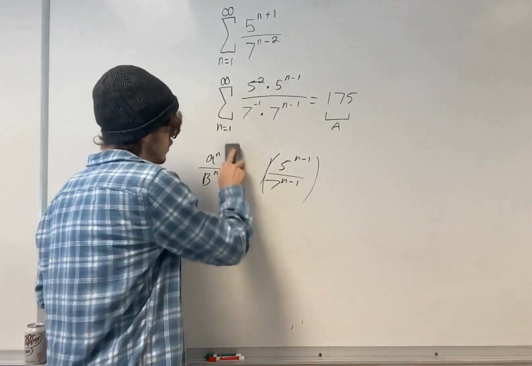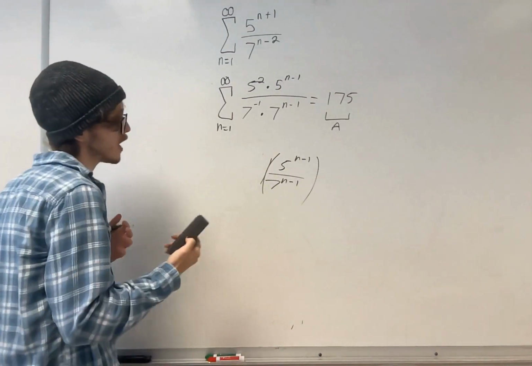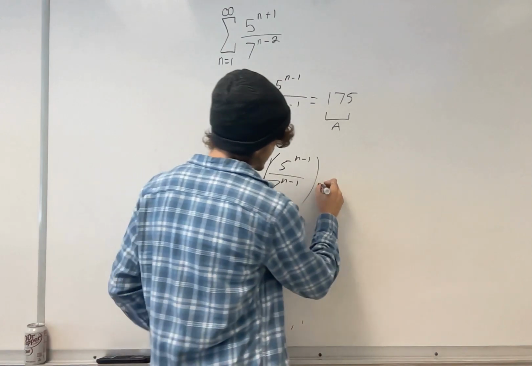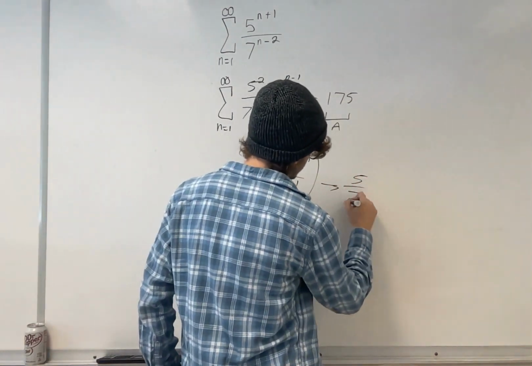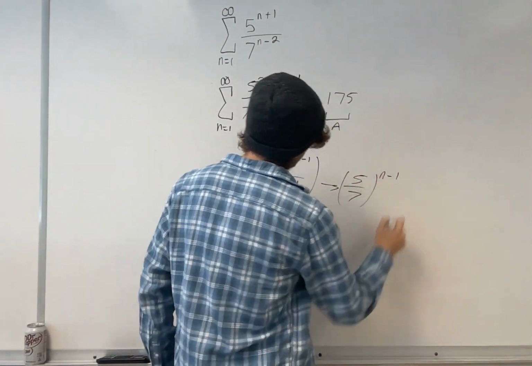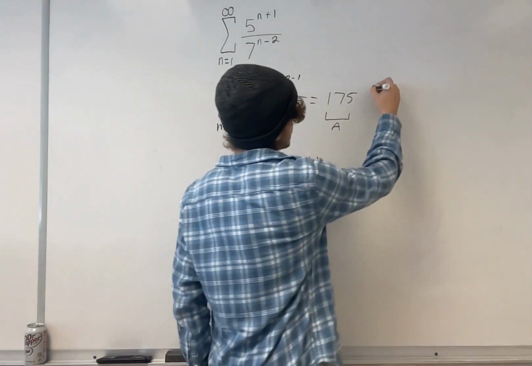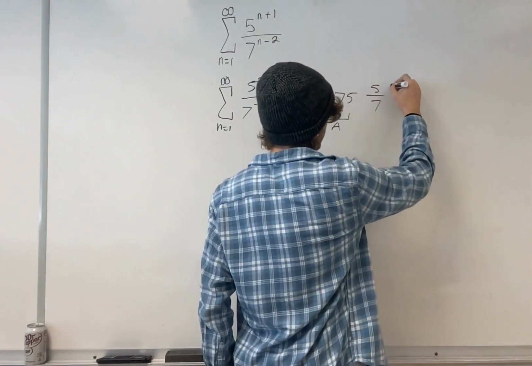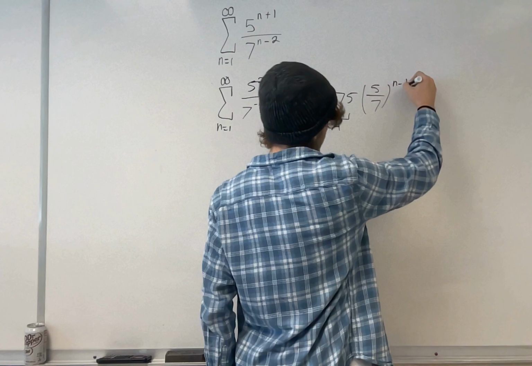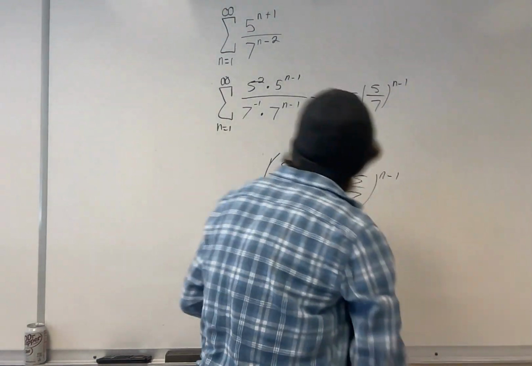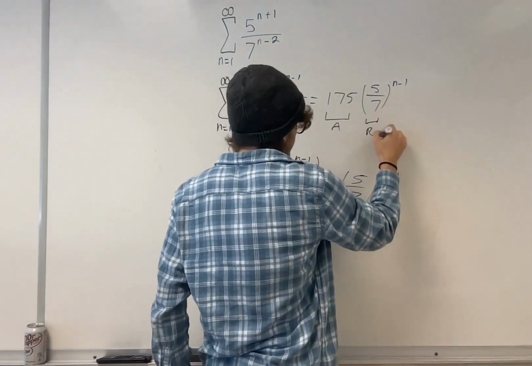So we're going to apply that knowledge of exponent rules and rewrite this as 5 over 7, to the n minus 1. So what this simplifies to is 5 over 7 to the n minus 1. This is our r right here.